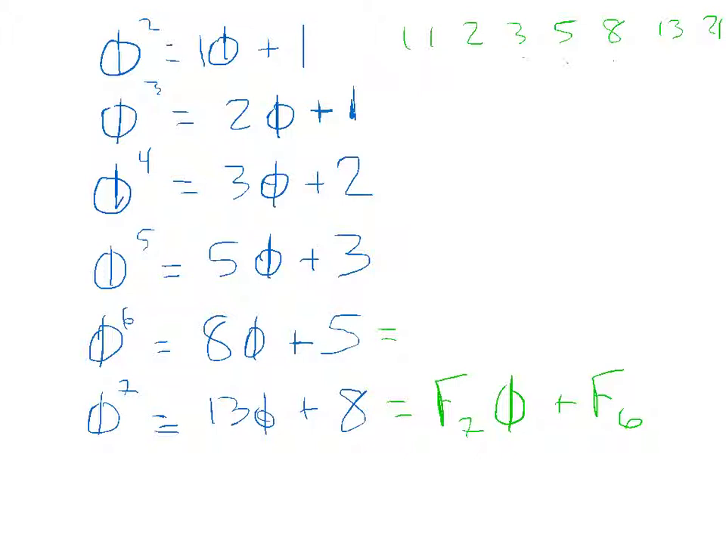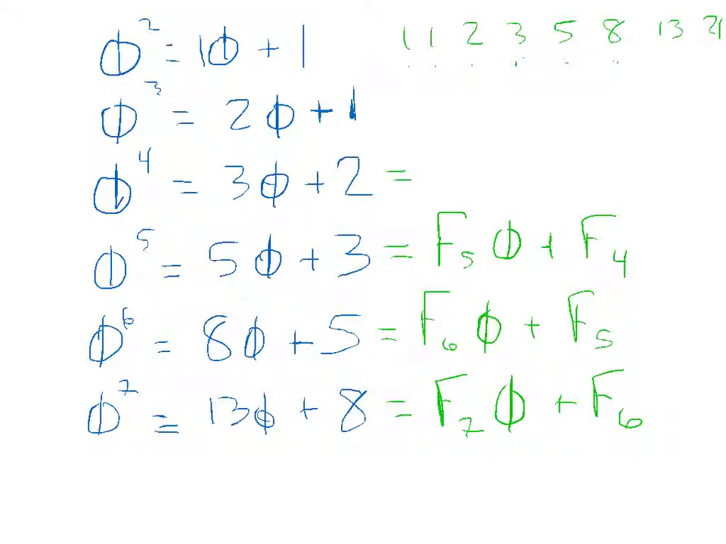And 8 phi plus 5, well, 8, that's the 1, 2, 3, 4, 5, 6th Fibonacci number times phi plus the 5th Fibonacci number, because 5 is the 5th number in the list. And 5 phi plus 3, that's F5 times phi plus F4. And 3 phi plus 2, that is F4 times phi plus F3. So maybe we're seeing a pattern here.